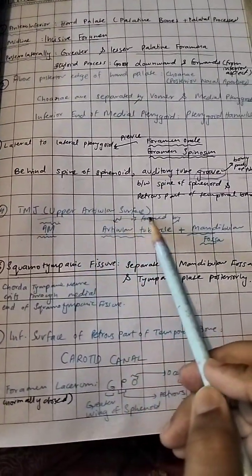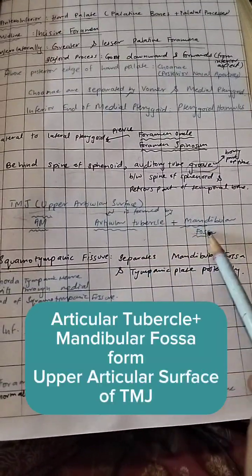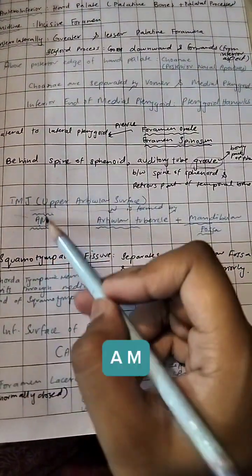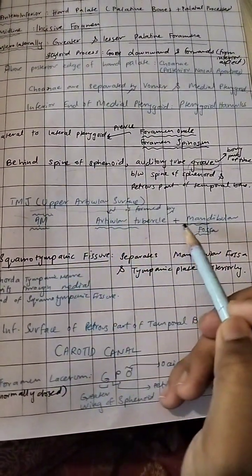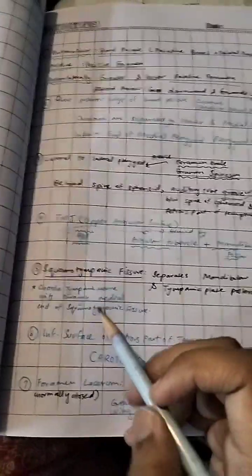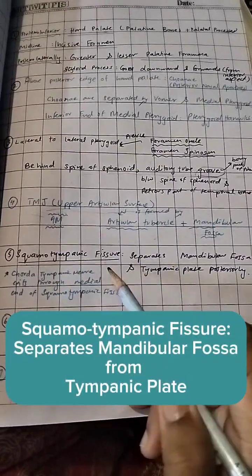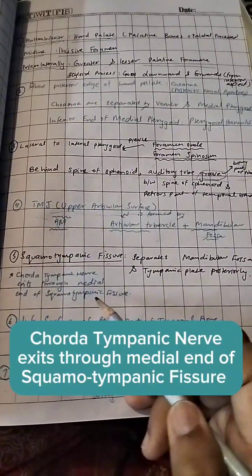The upper articular surface of the temporomandibular joint is going to be formed by the articular tubercle and the mandibular fossa. You can remember this by AM: A for articular tubercle, and M for mandibular fossa. Next, we have the squamotympanic fissure. This is a fissure which is going to separate the mandibular fossa and the tympanic plate posteriorly. What is the significance of the squamotympanic fissure? Chorda tympani nerve will exit through the medial end of the squamotympanic fissure.